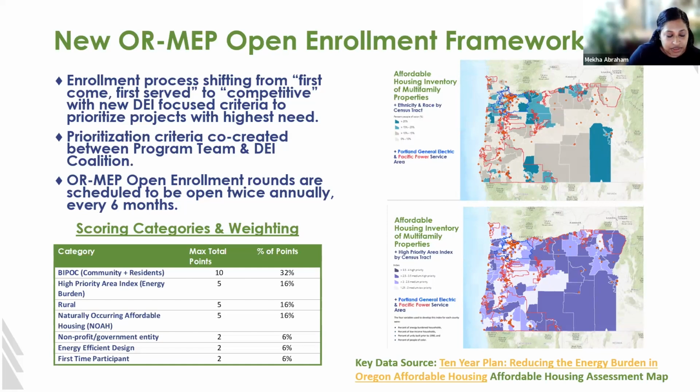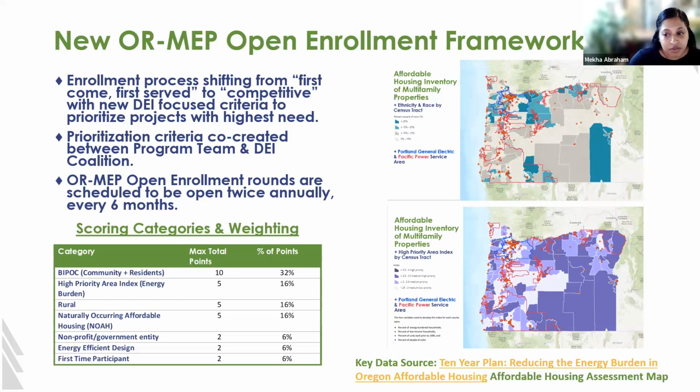Here, to the bottom left side is a table of the scoring categories and weighting. I'll be going over each of the 8 scoring criteria next, but you'll see there is prioritization towards serving BIPOC communities and residents, communities with high energy burden, rural communities, and especially naturally occurring affordable housing properties as well.